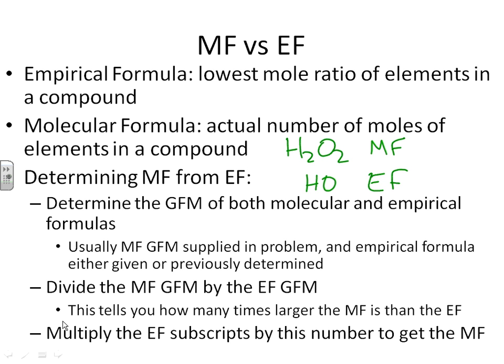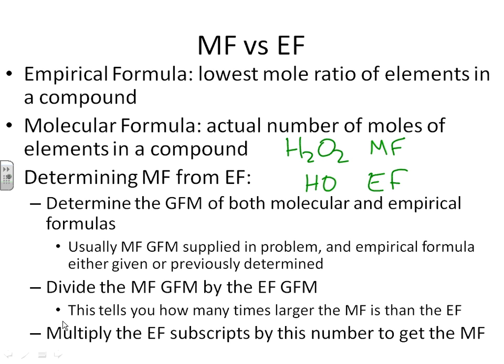It's all about the gram formula mass. Essentially you're figuring out the ratio between the gram formula mass of the molecular to the gram formula mass of the empirical, because that will tell you how many times larger the molecular formula is than the empirical formula. Therefore, what you need to do is first figure out the gram formula mass of both molecular and empirical.